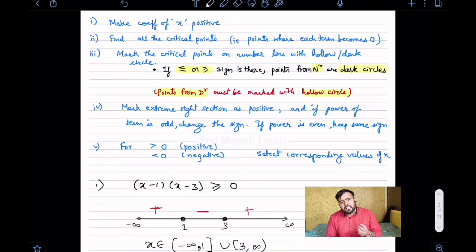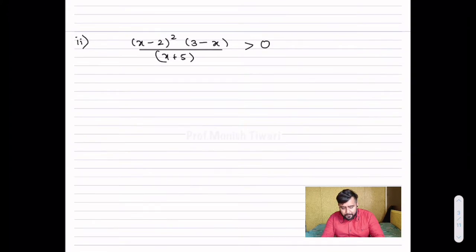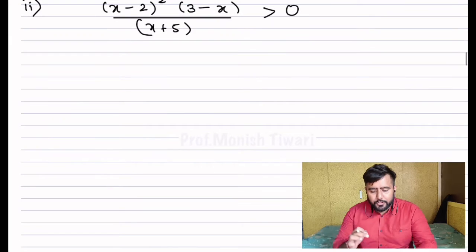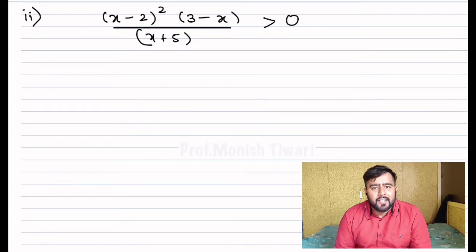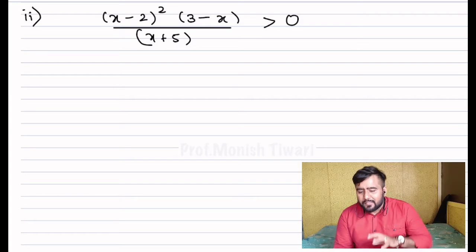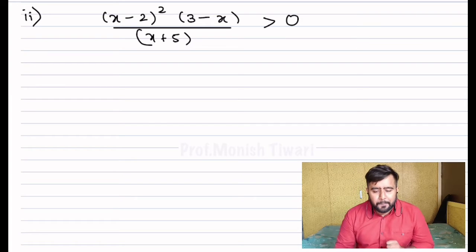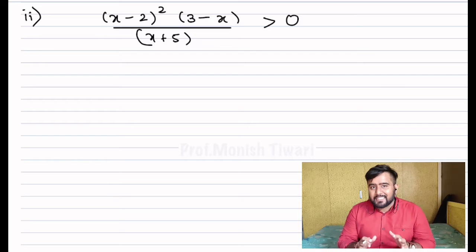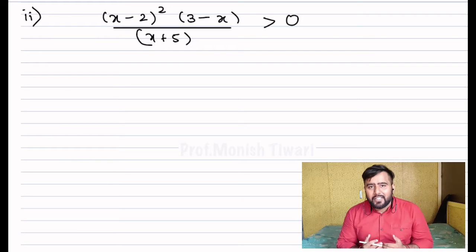Let's move to the second example where there are more terms involved. So let's move to this next example which I have here. So let me have this question for you. Okay, so this is the question. First of all, how many terms are here? There are 3 terms. Little complicated than the previous one. Now in this there is a numerator and denominator also.